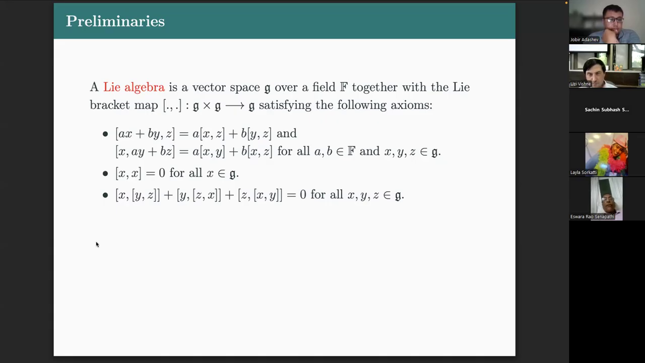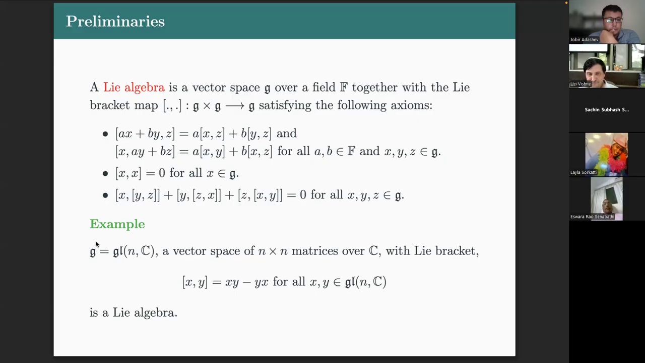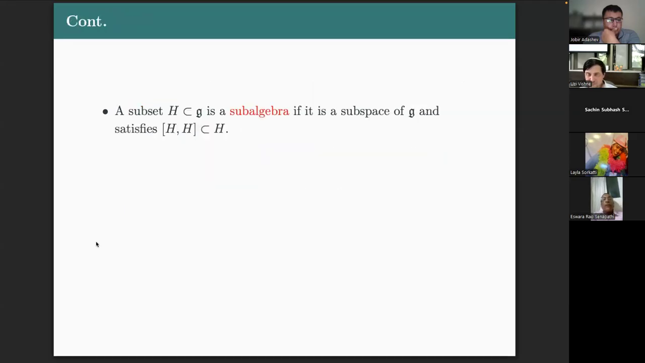It's bilinear. The commutator of any object with itself is 0. It's finite dimensional. More precisely, our talk is related to infinite dimensional algebras, but it's better to start with the finite dimensional ones.